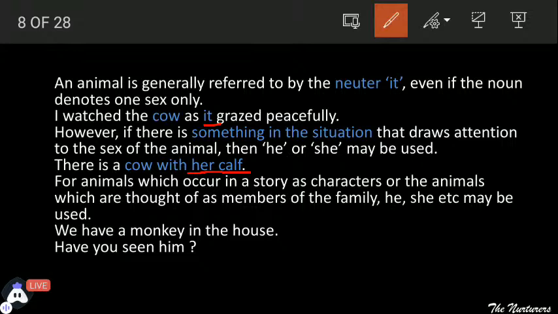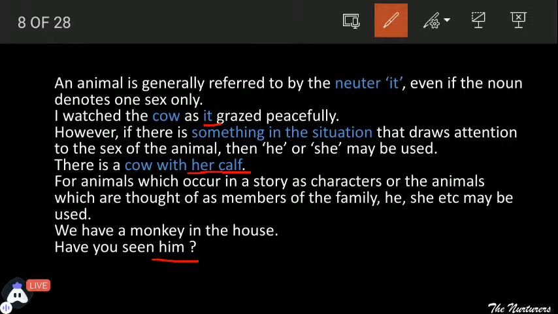For animals which occur in a story, now if we're talking about a story, or we are reading a story in which there are many animals as the characters, then in that particular case you will again be using he, she, these types of pronouns rather than it. For example, we have a monkey in the house. Have you seen him? Now we are denoting the monkey as him.